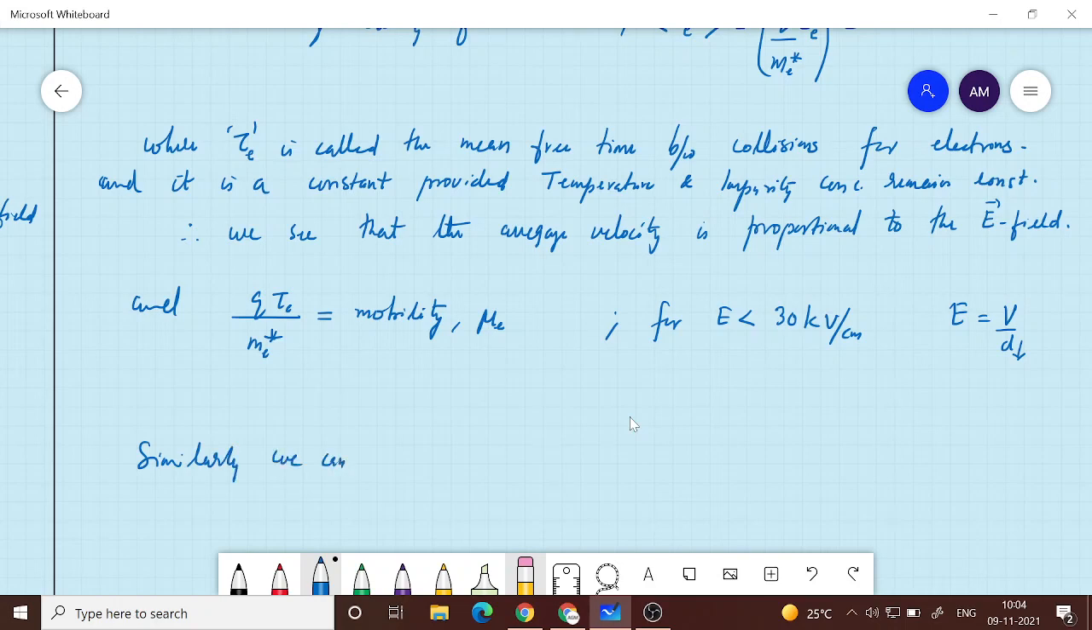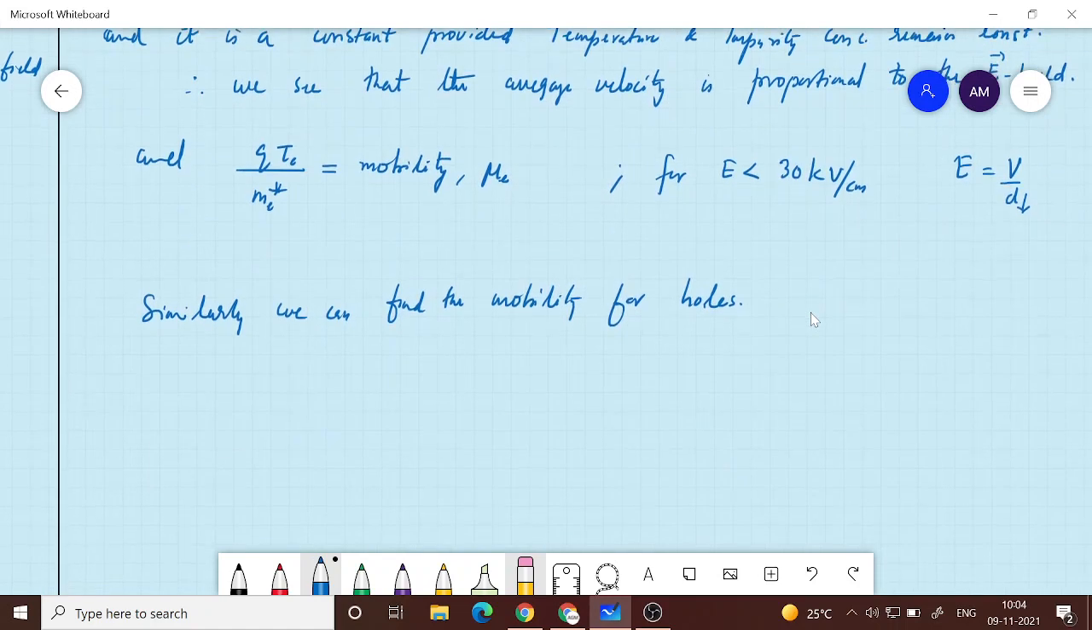We can find the mobility for holes. I took electrons, now we can take holes also. The only difference is that Q is going to be positive. For electrons, Q is negative.